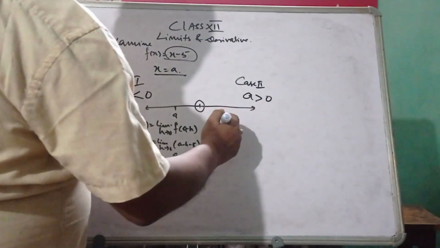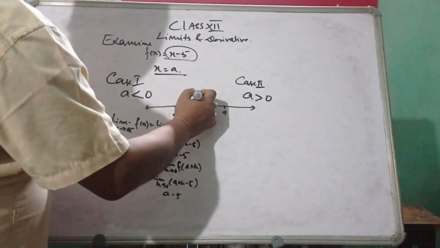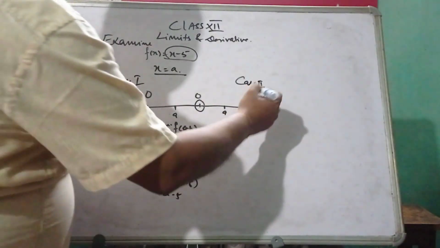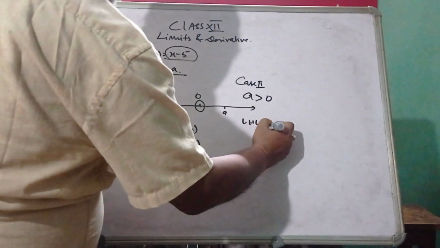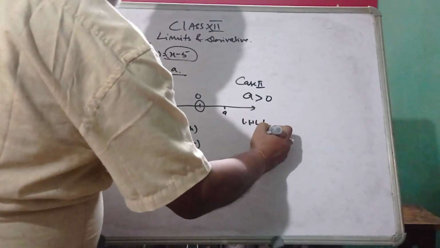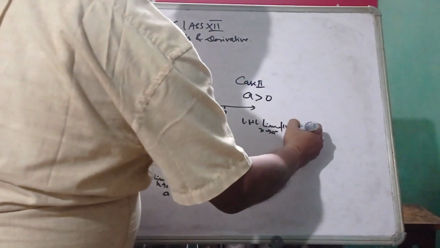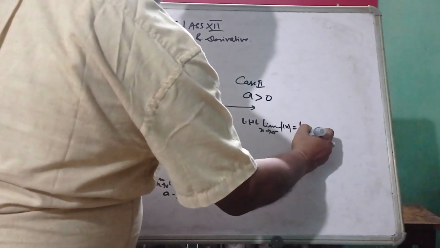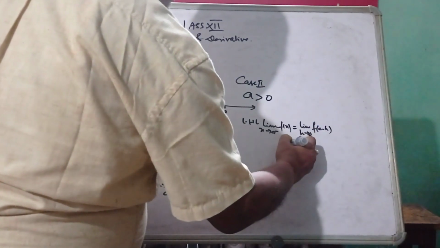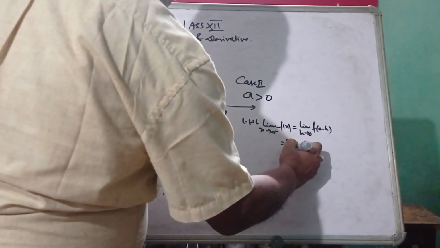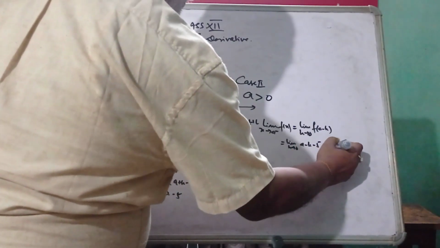Similarly on this side you are taking the value of a greater than this. That means you are taking this side, this is the 0 point. So here again you have to test this limit. Same thing you have to do, limit x tends to a minus f(x). So here again limit h tends to 0 of f(a minus h). So this is limit h tends to 0 and your value is a minus h minus 5. So it comes to be a minus 5.